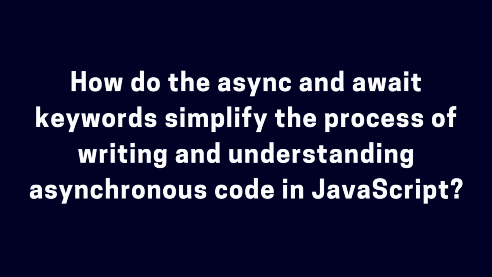The async and await keywords simplify writing asynchronous code in JavaScript by making it look and behave like synchronous code. Async marks the function as asynchronous, automatically returning a promise, while await pauses the function's execution until the promise resolves. This eliminates the need for complex promise chains and nesting, resulting in more readable, maintainable, and easier to understand code, especially when dealing with multiple asynchronous operations.